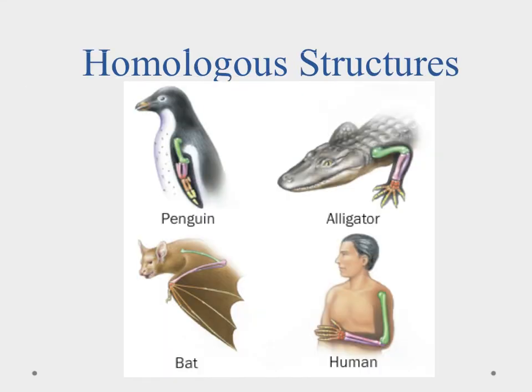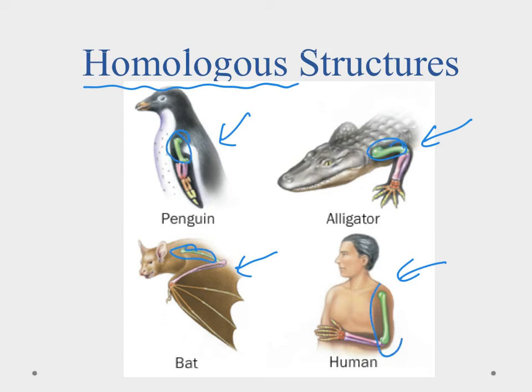Now we can also see evidence for evolution when we look at what we call homologous structures. Okay, and homologous is going to be similar. So if we take four different animals here, we have a penguin, which is a bird, an alligator, which is a reptile, a human, and a bat, both of which are mammals, and we take a look at their forearms here, what we notice is there's one single solitary bone here, and that would be the humerus, and you can see it there.